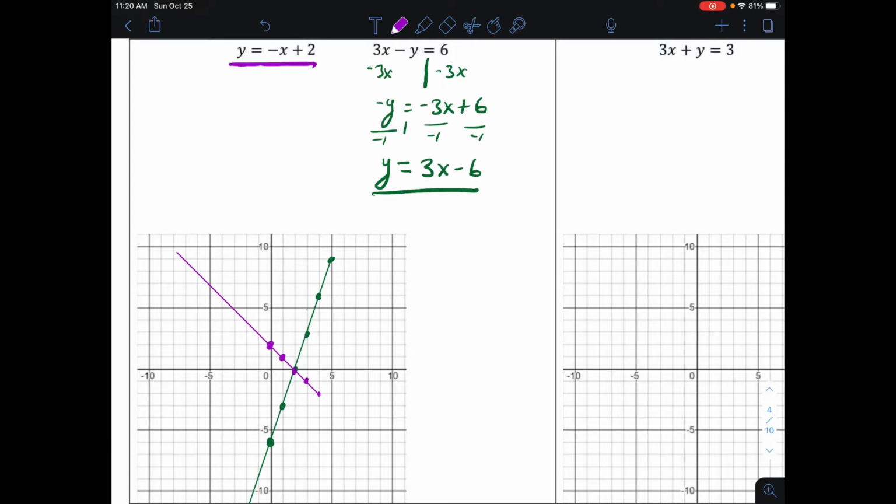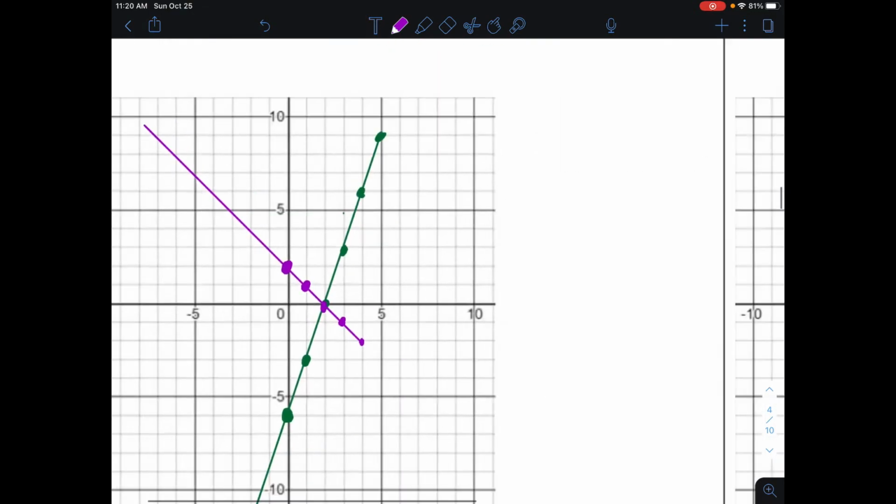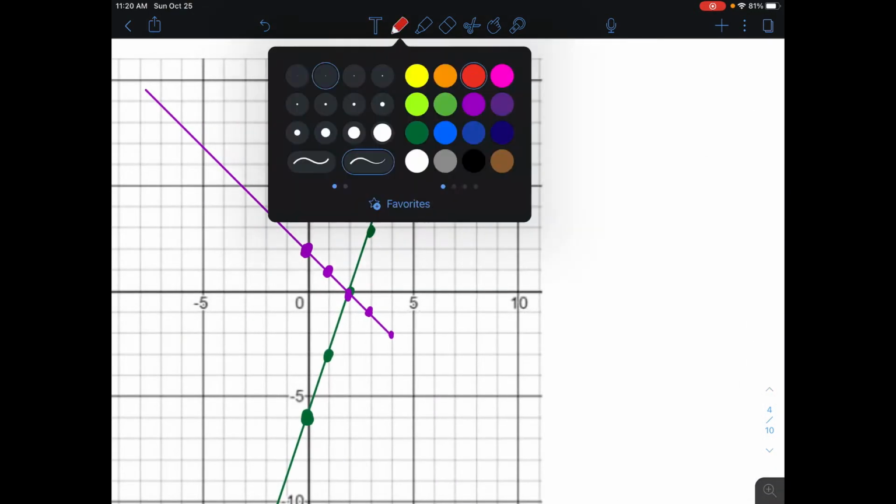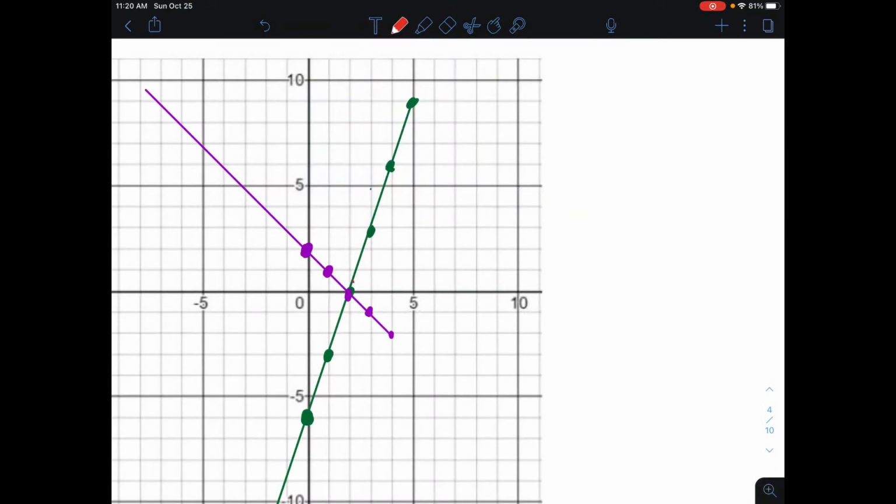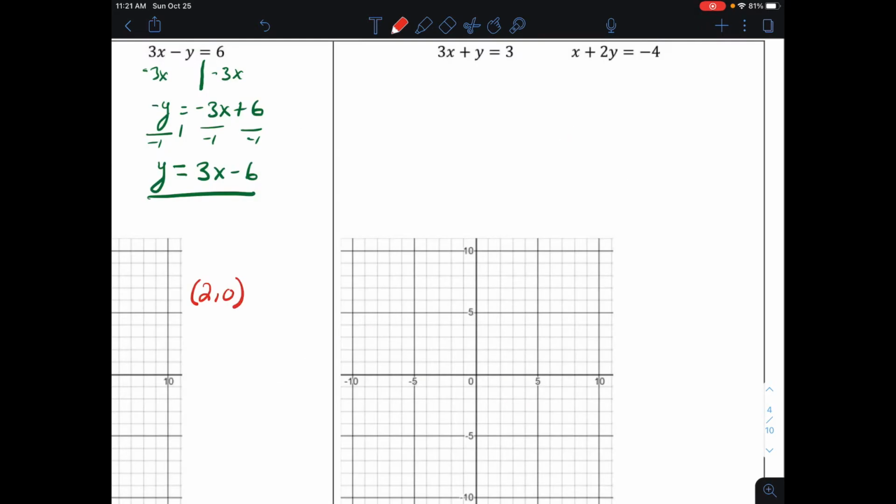Now remember what we call our solution here to the system. The solution to the system is where the lines cross. We don't just circle it, we call it a coordinate. It crosses at 2, 0. So the x value is 2, the y value is 0. Okay, on to the next one.